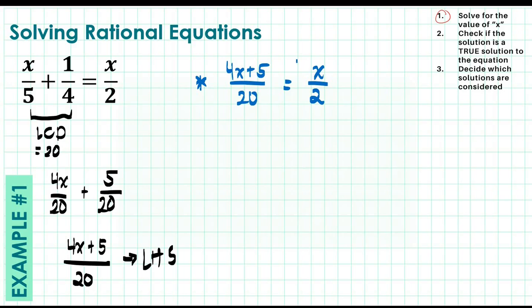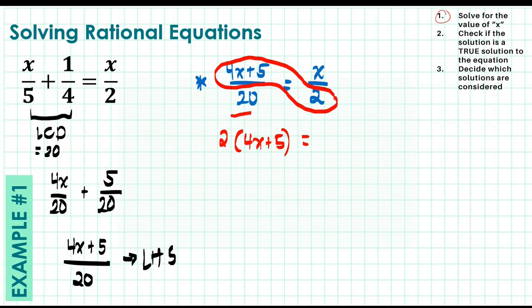Moving on, we'll now solve for the value of x. So what we can do here is to cross multiply. We will multiply 4x plus 5 by 2. So that becomes 2 times (4x plus 5), and it will be equated to the product of 20 times x. So that is 20x.